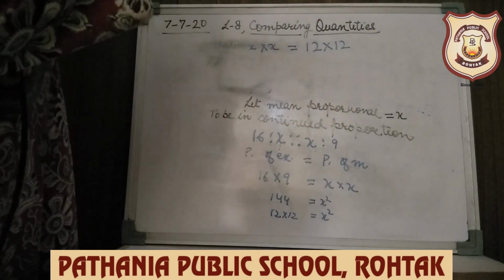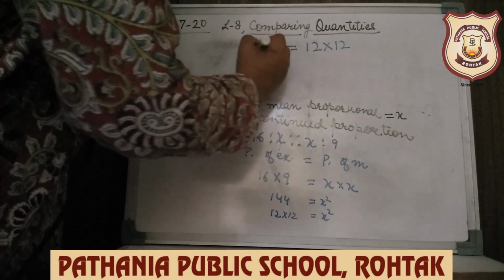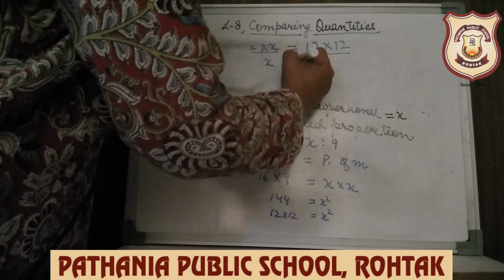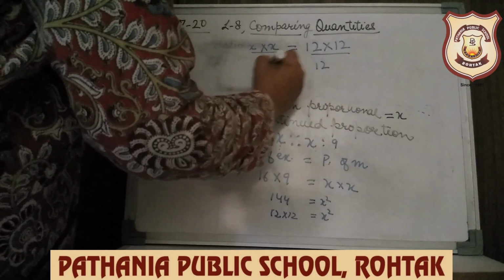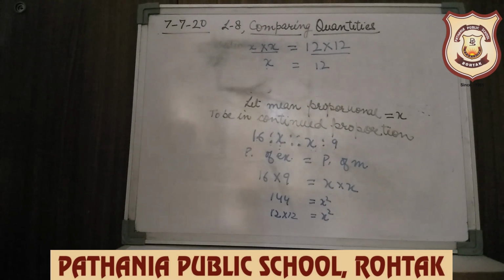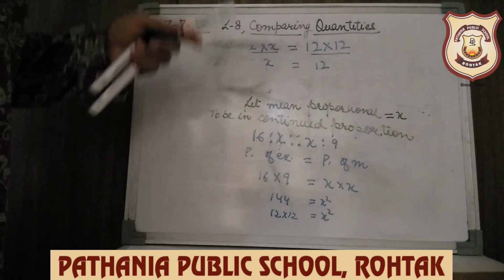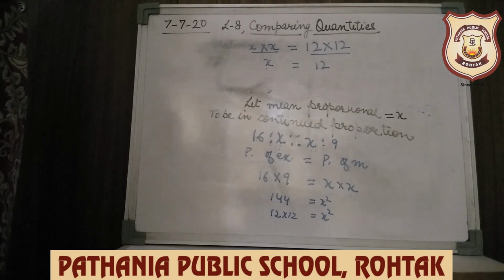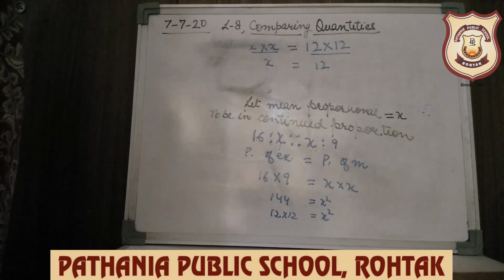We have to find the value of one x, a single x. So from this pair I am taking 1 x, and from this pair I will take 12. So the mean proportional is 12. What is the mean proportional? It is 12. I hope this is clear to everyone: the continued proportion, what is the mean proportional, and what is the third proportional. Is this clear?